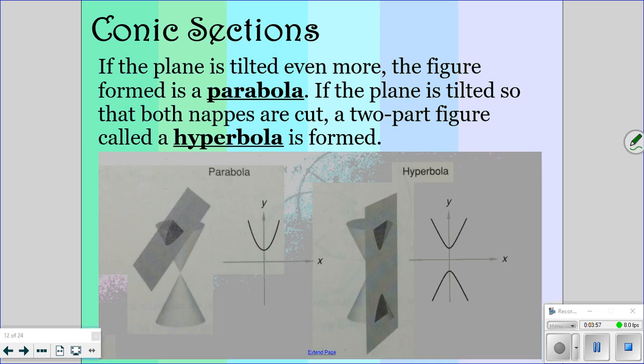And this is what the picture of a parabola and a hyperbola would look like. So you've got to tilt it further to make it so that it does the parabola. And then if you tilt it so that it hits both of them, that's where your hyperbola is formed. So those are your 4 conics. We're going to look at those throughout the year, but today we're going to be looking at circles.